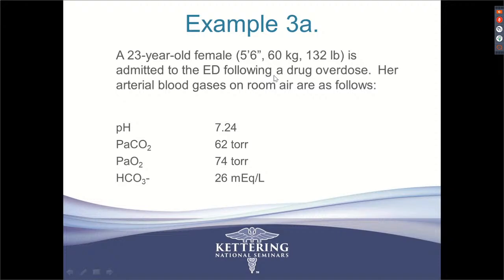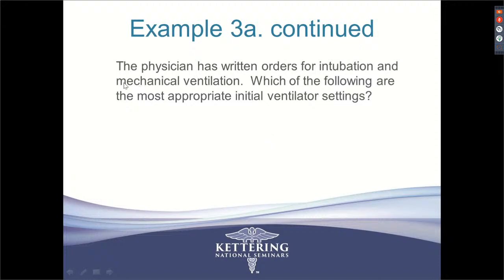Admitted to the ED for following drug overdose. Her arterial blood gas is on room air as follows. Now again, I'm not doing any calculations or anything until I see what the question is. So I come down here, I've got a list, I'm going to skip it. It says here that the physician has written orders for intubation and mechanical ventilation. Which of the following are most appropriate?